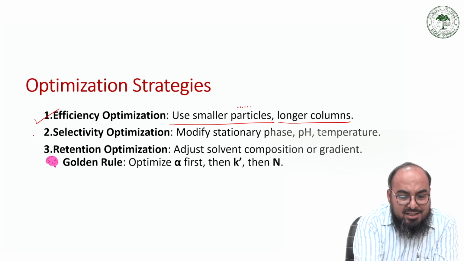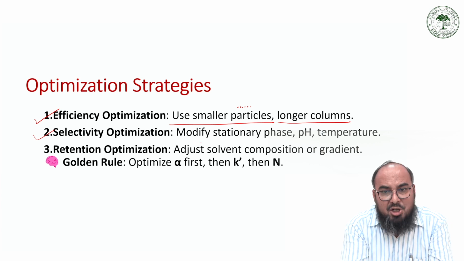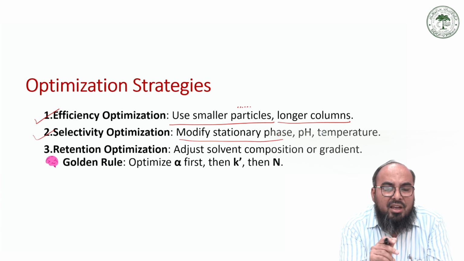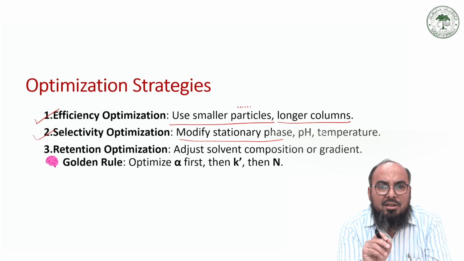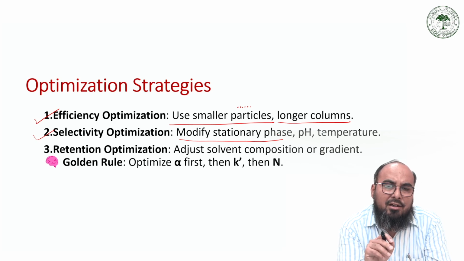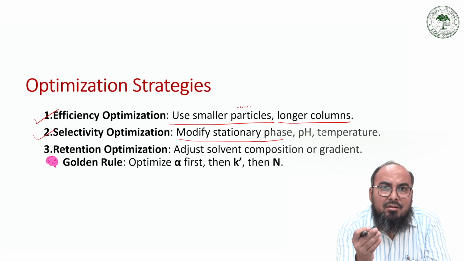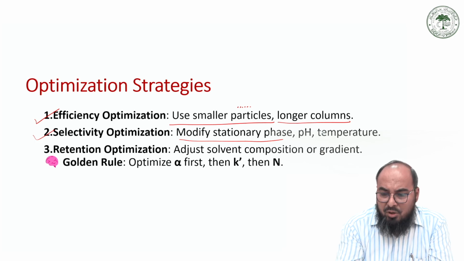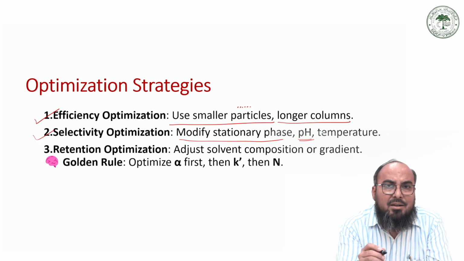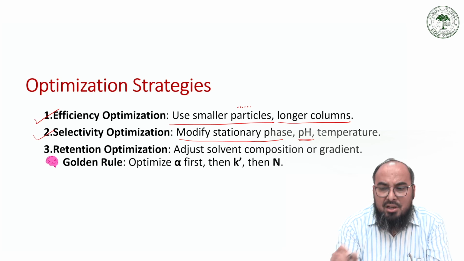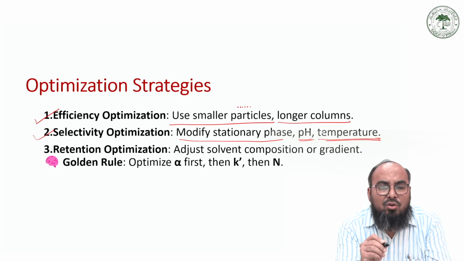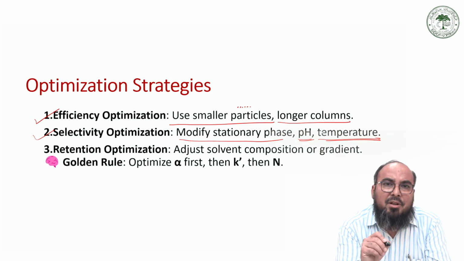Similarly, for selectivity optimization, you have to modify the stationary phase so that it has an appropriate interaction. The solute molecule is not going to interact for too long, that is, elution will not be too delayed, or too fast. Similarly, you have to adjust the pH in case of acid base, or where charges are involved. You have to look into the temperature also, because temperature is very important with regard to optimization.